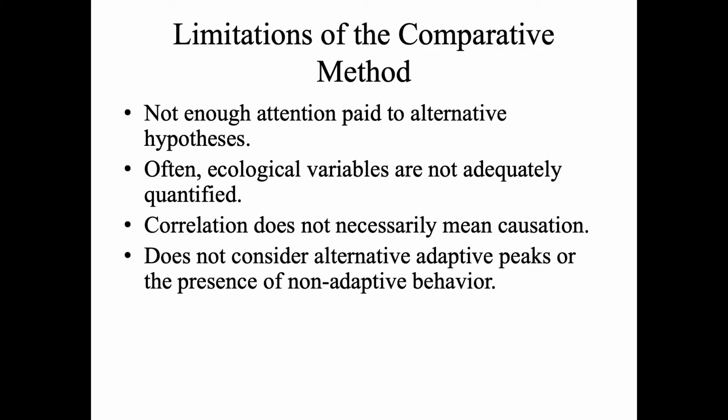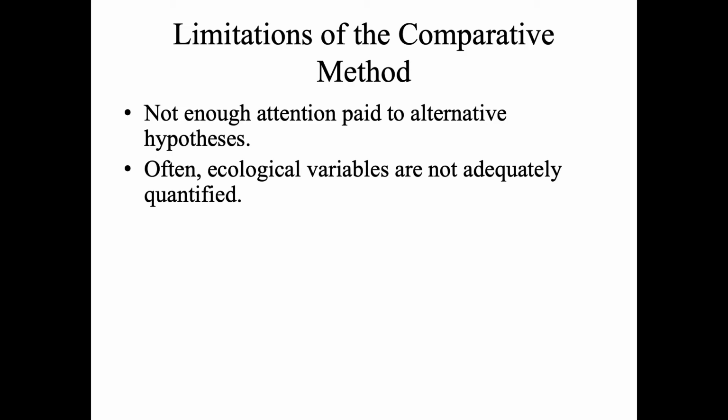So there are limits of the comparative method. One limit is that there's oftentimes not enough attention paid to alternative hypotheses, because in general, the researcher is interested in how trait X relates to trait Y. And because they're interested in how trait X relates to trait Y, they oftentimes don't think about trait Z. And so just the act of engaging in a comparative method can canalize your thinking to other potential alternatives.